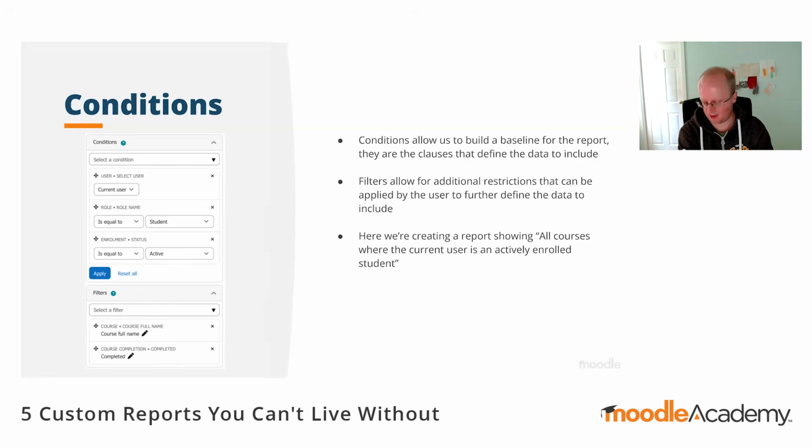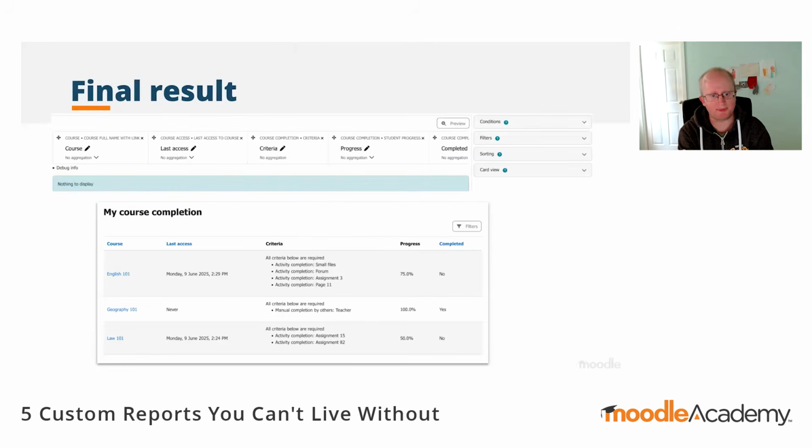Now, what does this look like when we come to view it? Because I previously granted the ability for all users to access the report, any user who accesses their list of custom reports is presented with My Course Completion. Now, this student here has clicked on that and they can see at a summary all of the courses that they are enrolled on and their progress through them.